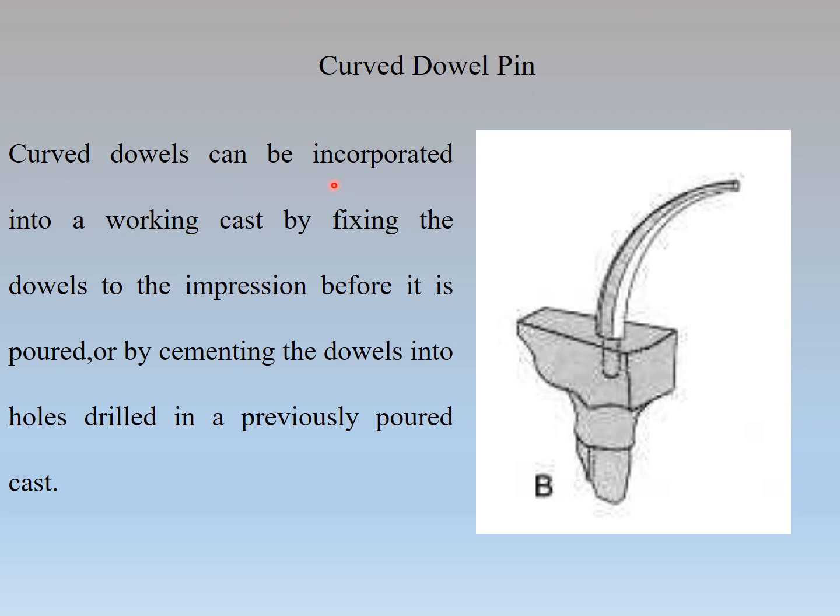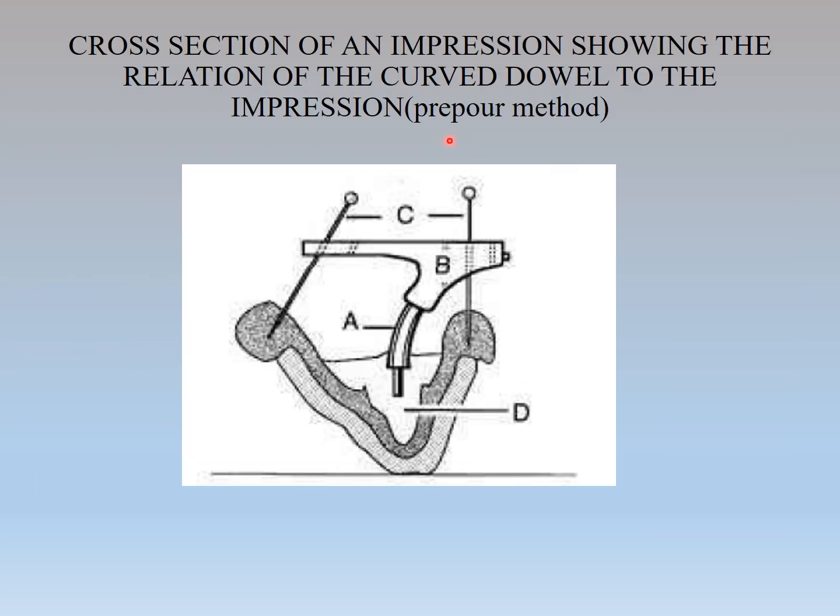Curved dolls can be incorporated into a working cast by fixing the dolls to the impression before it is poured, or by cementing the dolls into holes drilled in a previously poured cast. So either it can be used in a pre-pour or a post-pour technique.